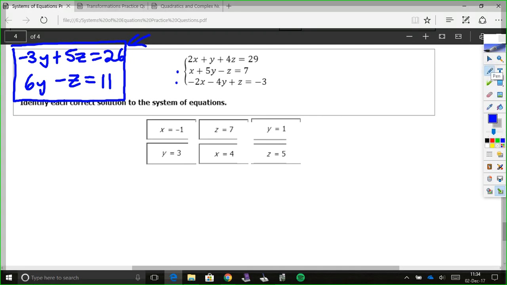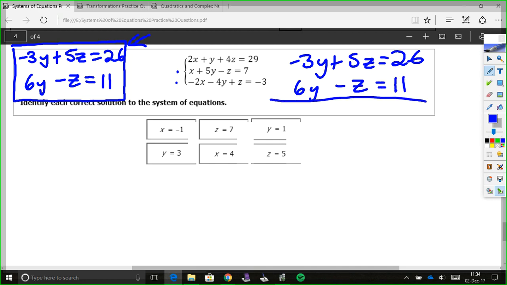And I'm going to use the elimination method again to solve for either y or z. So let me write them down. I've got negative 3y plus 5z equal to 26. And then 6y minus z equal to 11. Now, there's two ways you can go about this. Obviously, the y's right now don't cancel, and the z's don't cancel. But what I'm going to do, I'm going to go ahead and multiply the second equation by 5, because that's going to make a negative 5z, which will cancel with the positive 5z I have in the previous equation. There's other ways you could do this, but that's what I'm going to choose to do.